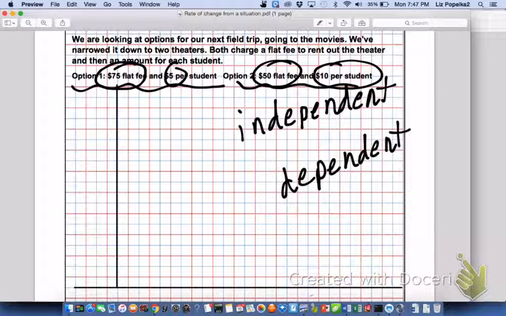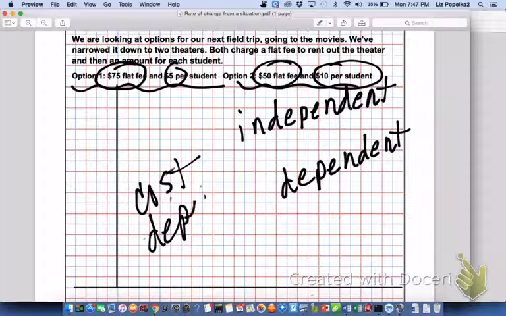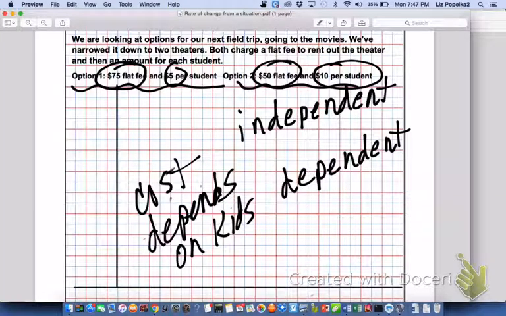So there are 2 different factors going on in this situation. There is cost and there's the number of kids that we're bringing. So if this were a question on your homework, it might ask, which one is the independent and which one is the dependent? The way it's easier for me personally to figure out the dependent variable is I just say to myself, okay, which one depends on the other? Well, in this case, the cost depends on how many kids you take, right? Because the more kids you take, the more expensive it's going to be.